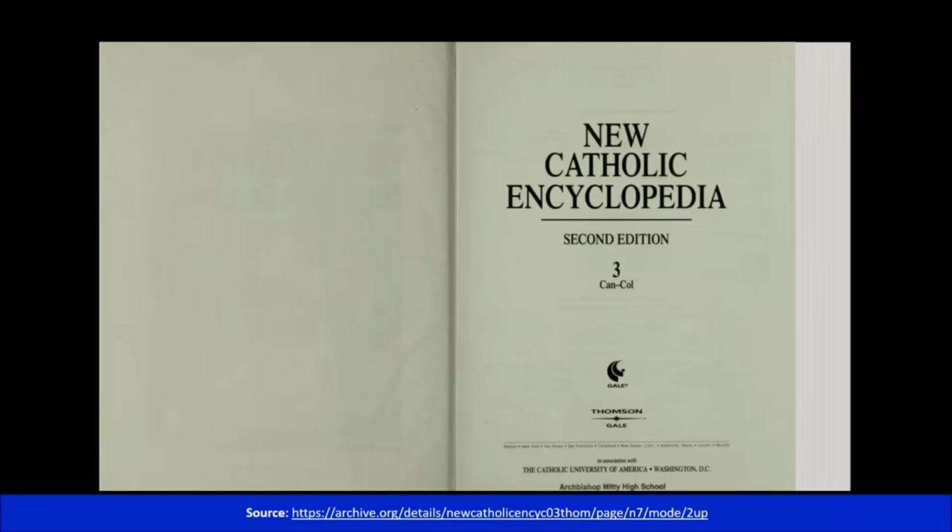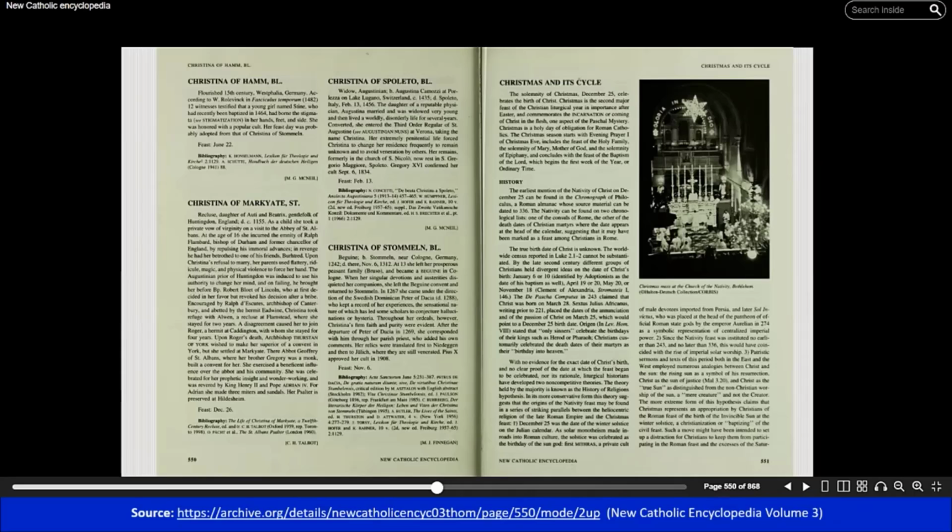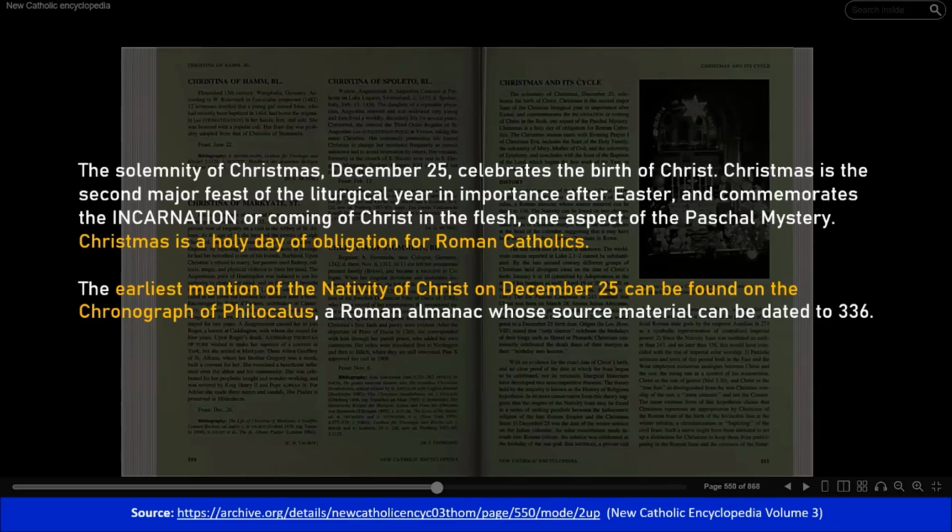The next thing we're going to take a look at is the Catholic Encyclopedia. This is a reprint of a very old encyclopedia, and it's got a section called Christmas and its Cycle. Probably no better place to look about the history of the church and Christmas than to ask the church itself what its history is. It says the solemnity of Christmas, December the 25th, celebrates the birth of Christ.